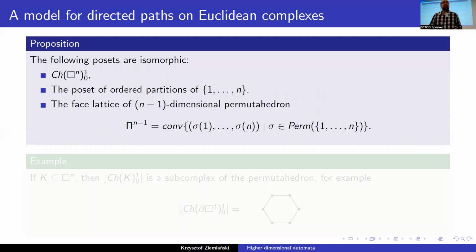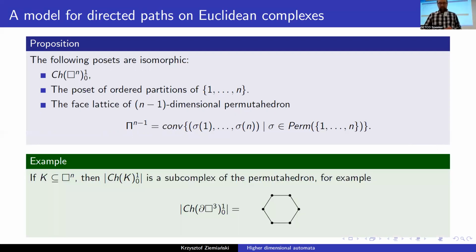A few words about what this mysterious poset of cube chains is. When you're considering Euclidean complexes, the most important example is the standard cube. In this standard cube, the chains are exactly ordered partitions of the set of directions of your cube, which is the same as the face lattice of the (n-1)-dimensional permutahedron. So there is a nice geometrical representation of your spaces.